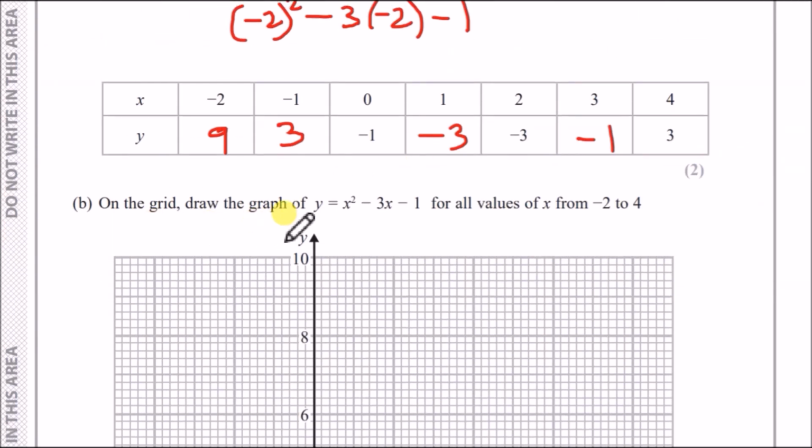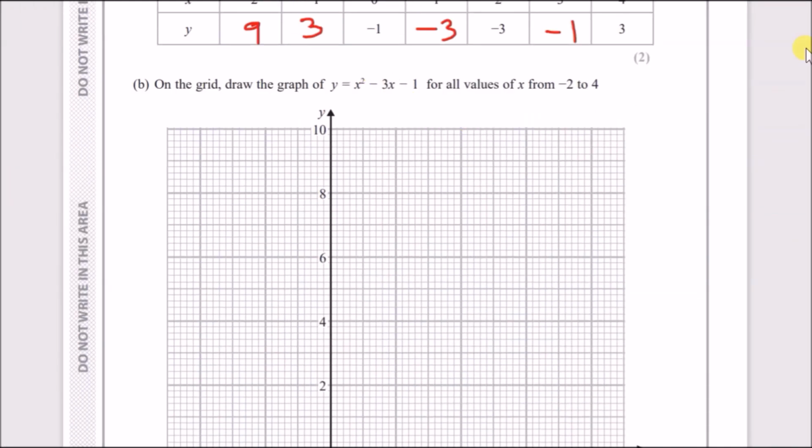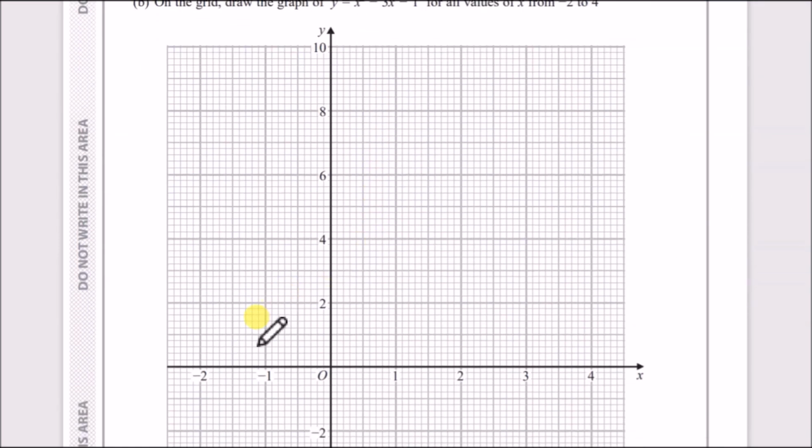Now, on the grid, draw the graph of basically what we just did for all values of x from minus 2 to positive 4. In other words, plot these coordinates in. So I might just zoom out a bit. For the first part, minus 2 to 9. So we go minus 2 on the x and shoot up to 9. Should be about here, yeah?